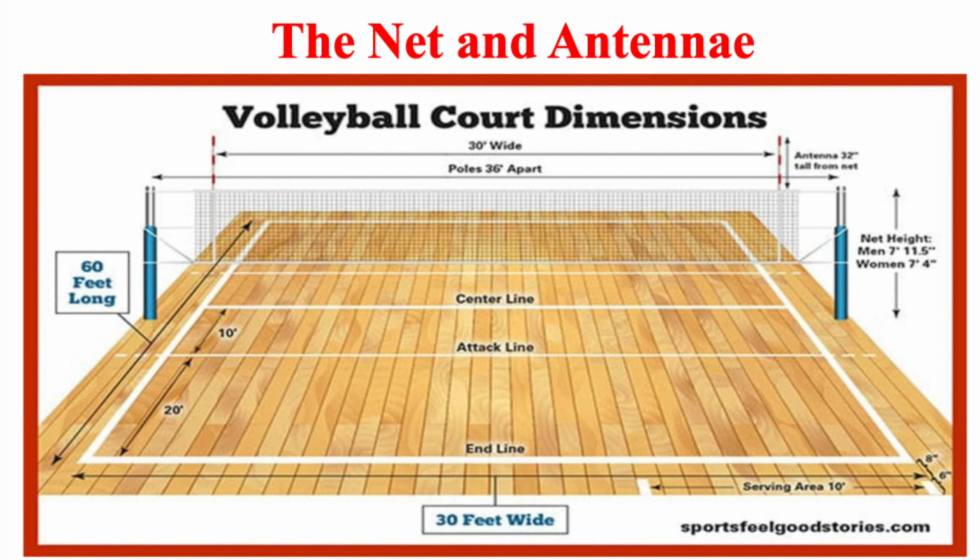A line of 3 meters or 9.8 feet from and parallel to the net is considered the attack line. This 3 meter or 10-foot line divides the court into back row and front row areas, also back court and front court.